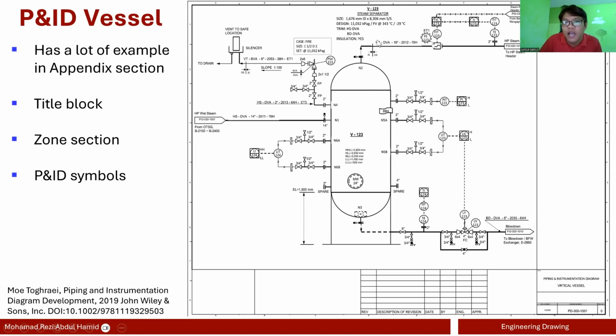Again, HS, high steam, maybe DVA, I don't know. These are 16-inch pipe size. Elevation is 2012, the height, in millimeters. 76 H here, not sure. All right, and then these are outlets for vapor steam, and condensate steam, and then DVA.